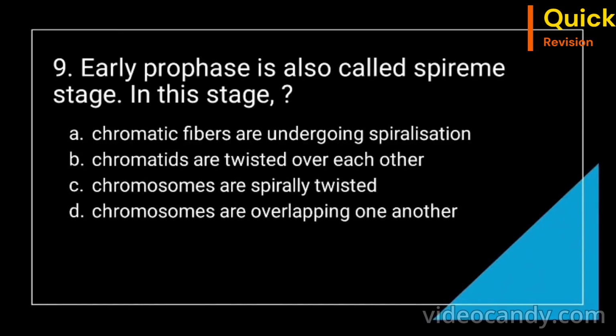Ninth question, early prophase is also called spireme stage. In this stage, chromatin fibers are undergoing spiralization, chromatids are twisted over each other, chromosomes are spirally twisted, chromosomes are overlapping one another. The correct answer is chromosomes are overlapping one another.